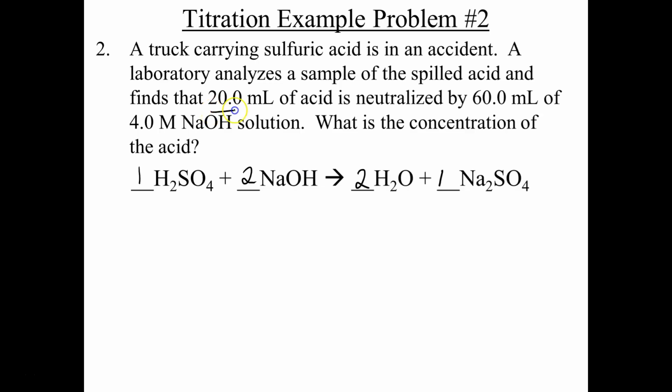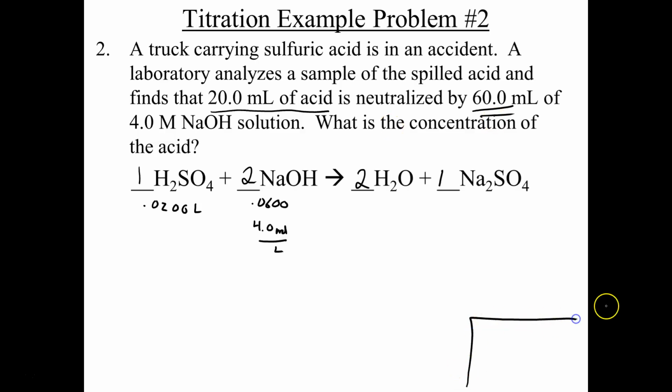So we have 20 milliliters of acid. So that's 0.0200 liters. Okay, I have 60.0 milliliters of NaOH. 0.0600. I'm writing it as 0.0600 because 60.0 has 3 sig figs. That needs to be consistent. My molarity is 4.0. So that is 4.0 moles per liter. Okay? What's the concentration of acid?